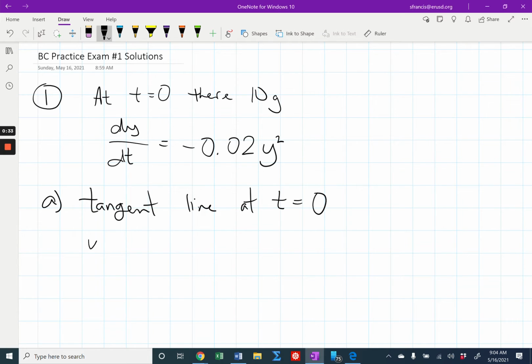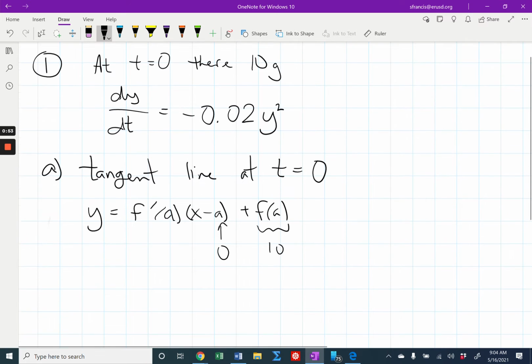And so we should remember that the equation of a tangent line looks like this. And then we're given most of the data here. We're given that a is going to be 0. And then if we know a is 0, then f of a is going to be 10. And so we just need to find the slope.